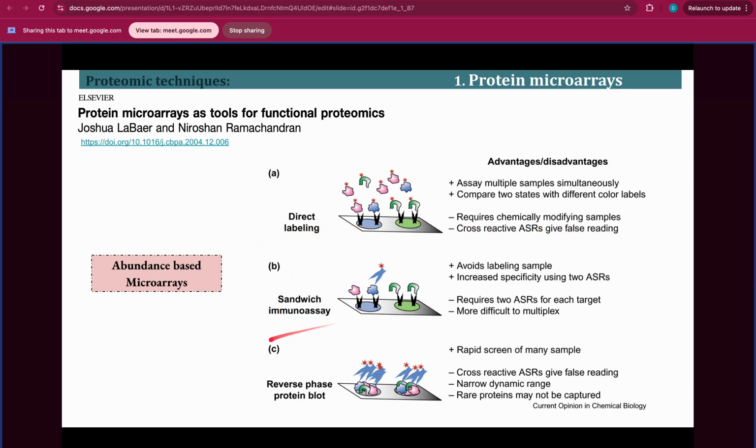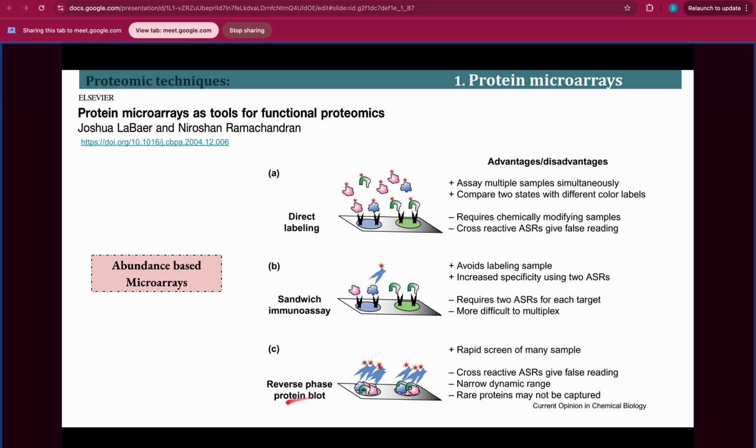Then comes sandwich immunoassay. It avoids labeling the samples. In this I am not going to label my samples. In that way the specificity is increased using two analyte specific reagents. The limitation is that I require two analyte specific reagents for each target, whereas in direct labeling we use only a single ASR but label the samples differently. Here I am not labeling the samples, I am directly using two different ASRs. So I am not disturbing my samples as in direct labeling, but I require two ASRs and it is more difficult to multiplex. So this is one of the limitations.